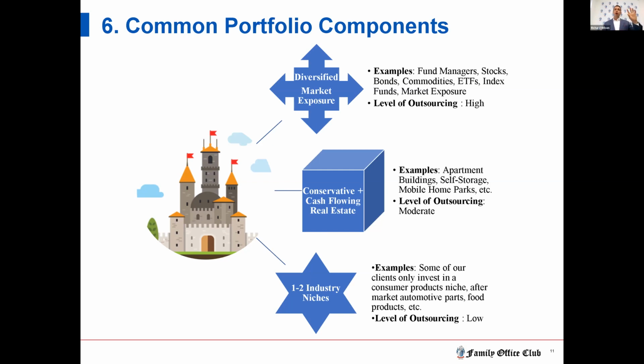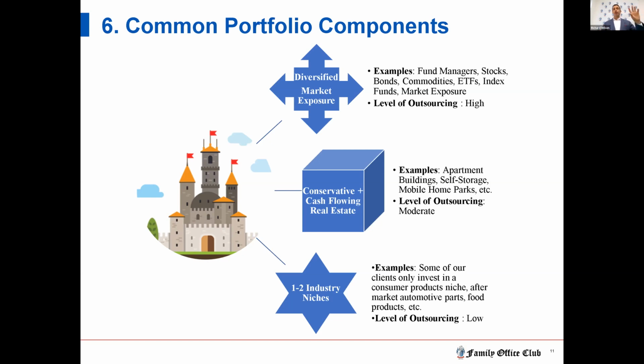But that's compartment number 1, diversified market exposure. Compartment number 2, conservative cash flowing real estate. So this could be single family real estate, it could be commercial real estate of different types. But in the diversified market exposure, unless a family made their money in the stock market or trading commodities or conducting due diligence on hedge funds, they're typically outsourcing that. And they're finding a multifamily office, a trust company, et cetera, who's going to be executing on that one of the 3 compartments of their portfolio overall.